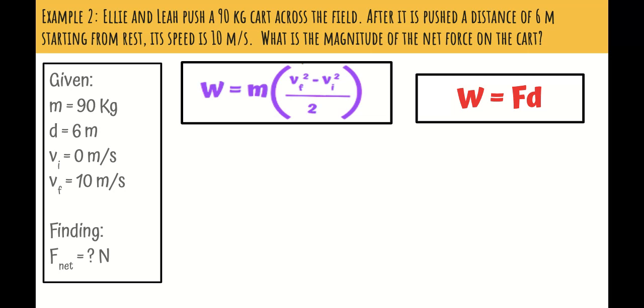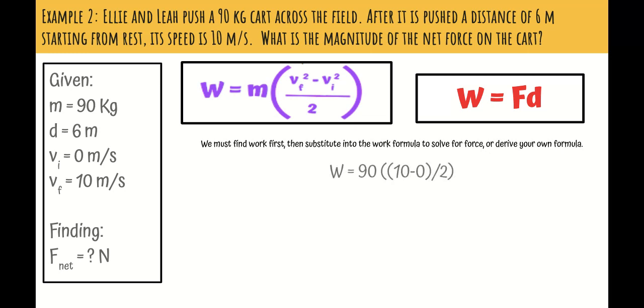So what do we have? We have these two formulas. The first one does not include force, but we can determine work from that. The second formula is going to give us force. There's force involved, but we would first have to have work and distance. So you can derive your own formula for this, or you can solve the first equation and then substitute that information into the second. I chose to do it that way for this example.